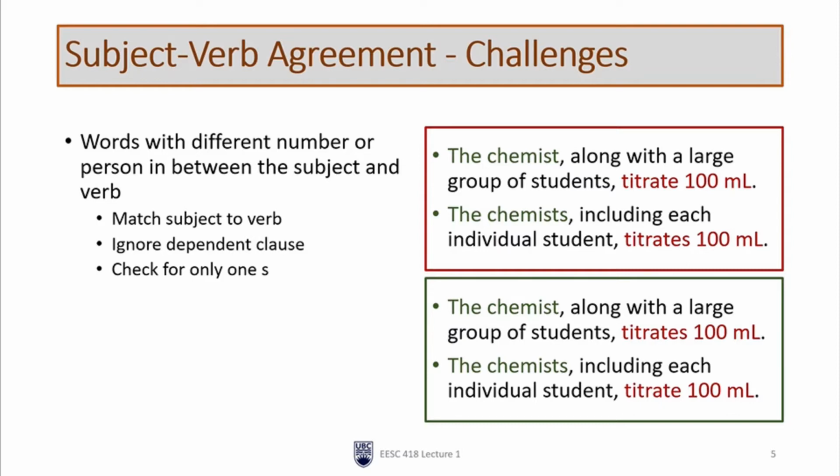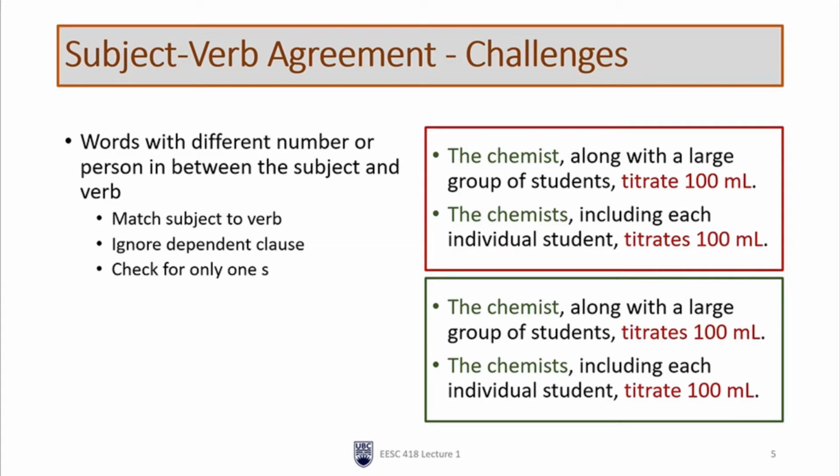So an easy way to get around this one is generally to cover up everything that's in between and write a shorter sentence and then put the text back in. So in the top sentence, the chemist, along with a large group of students, titrate 100 milliliters. This sounds like the titrate should apply to the students, but in fact, the word titrate is the verb that applies to the subject chemist. And so you can see the corrected version below.